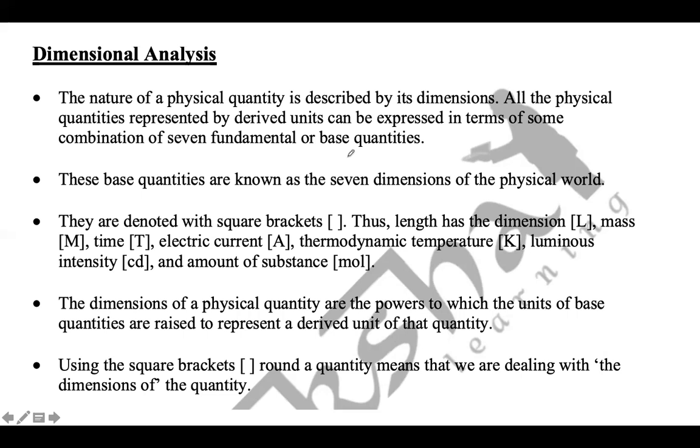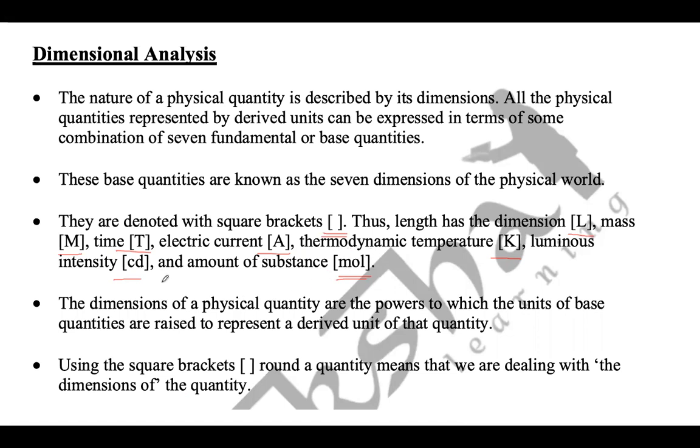So all these 7 fundamental quantities, the dimensions are always denoted inside the square bracket. तो कभी भी आप square bracket के अंदर ही dimensions को use करते हैं. जैसे length का dimension is written as capital L inside a square bracket, then mass is written as capital M, time as capital T, electric current as capital A, thermodynamic temperature as capital K, luminous intensity as small cd, and amount of substance as mole. So these are the 7. So 1, 2, 3, 4, 5, 6, and 7 fundamental quantities.